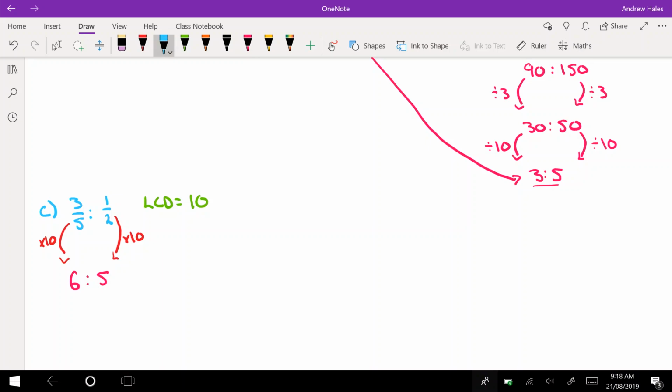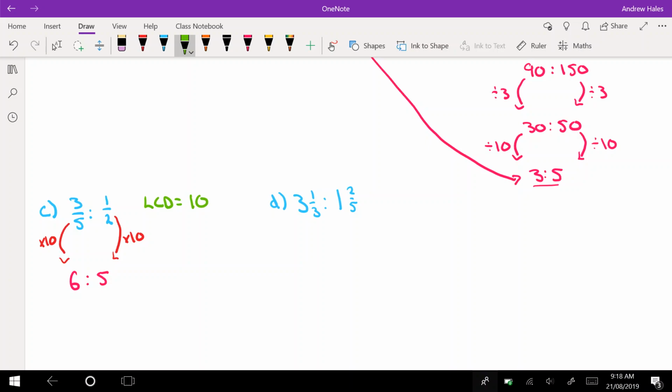And another example now we're going to move on to. Example D. So we've got 3 1/3 to 1 2/5. We don't like mixed numbers when we're talking about ratios. We don't like fractions when we're talking about ratios at all, but we really don't like mixed numbers. Whenever you see a mixed number, always change it to an improper fraction, okay? And if you don't remember how to do that, don't worry, we're going to cover it now.